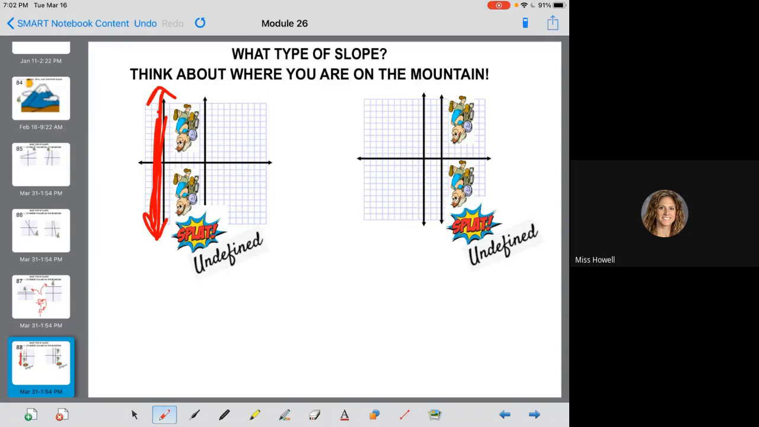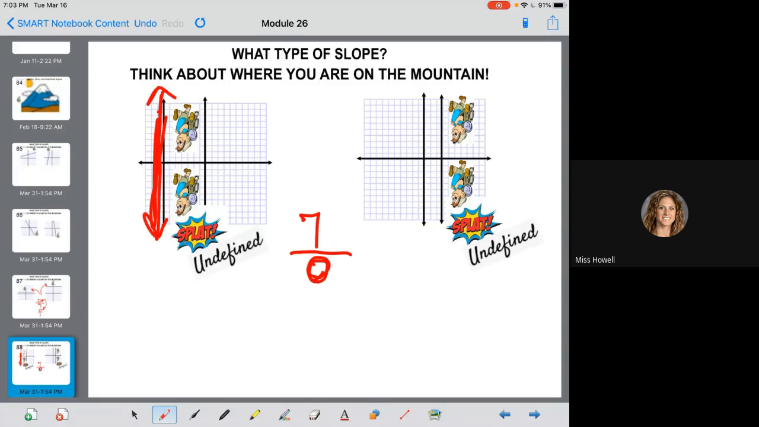That's when we would fall off the edge of the cliff or off the edge of the mountain. We'd go tumbling, splat, and our body would end up being undefined, right? So that's our undefined slope. And in fraction format, we'd have, I'll use my same numbers, 7 on the top and 0, let's say, on the bottom.